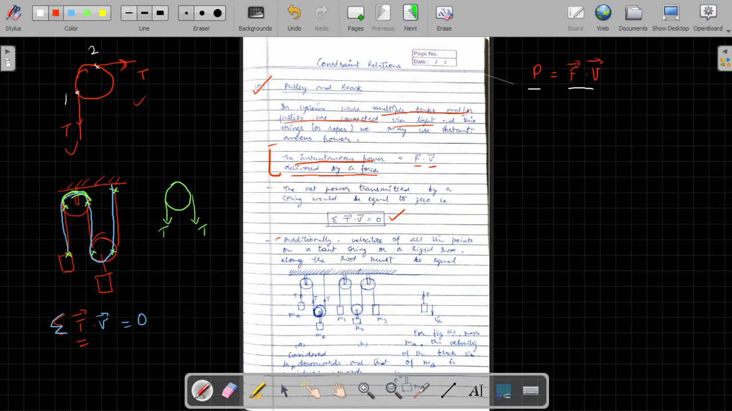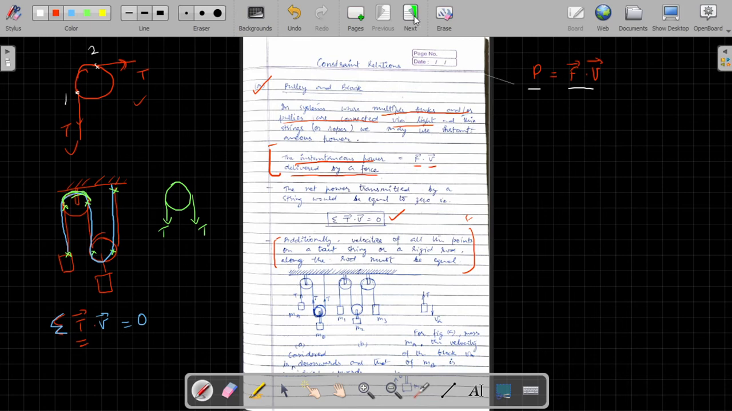Then one line is given. Additionally, velocities of all the points on a taut string, taut means tight, or a rigid rod, along the rod must be equal. So this is one more point, and we will be discussing this also. This is also an important point. Okay, so let us apply what we have learned.